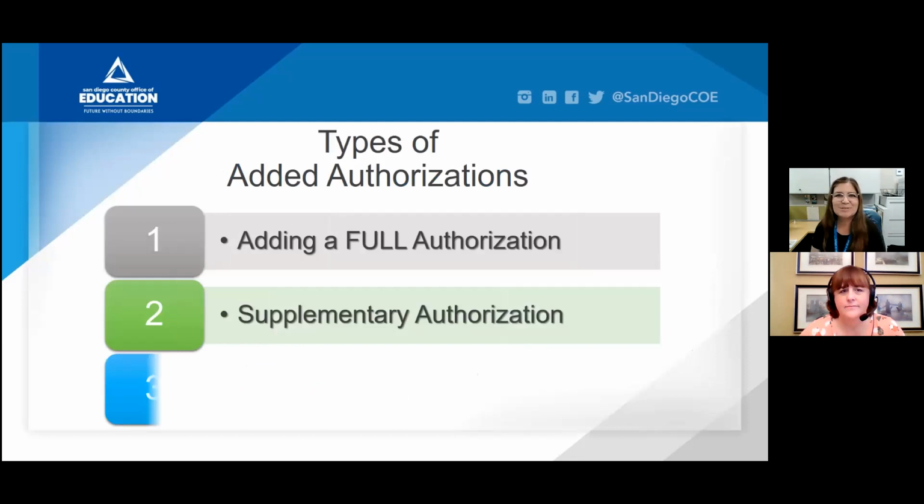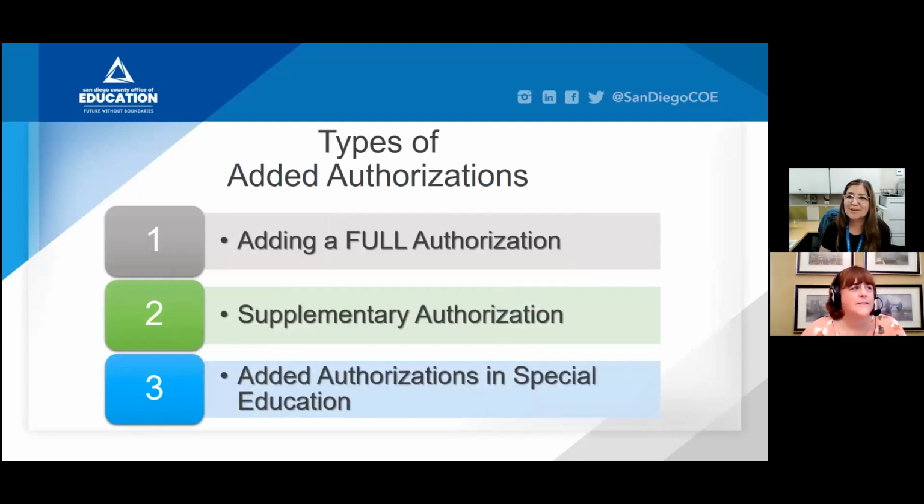Welcome everybody. Today we're talking about adding authorizations, and there are 3 different types of authorizations. Number 1 is adding a full authorization to your current credential. So maybe you have a multiple subject and you're now getting a single subject, or you have a single and getting a multiple, or maybe just a different subject area. The second one we'll be talking about is the supplementary authorizations, and that's via units and only units, not exams. And then the third thing is added authorizations in special education, how you go about earning those.